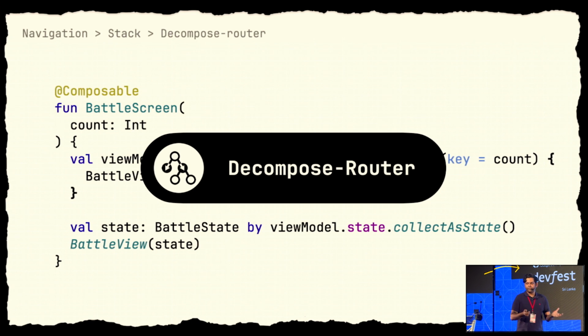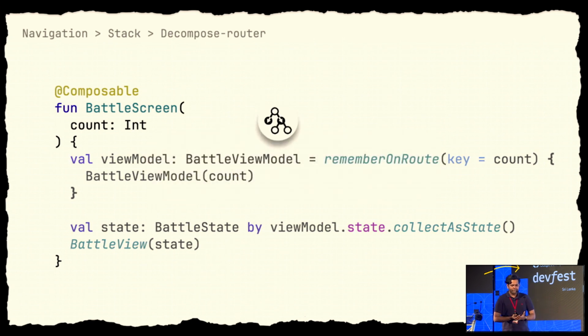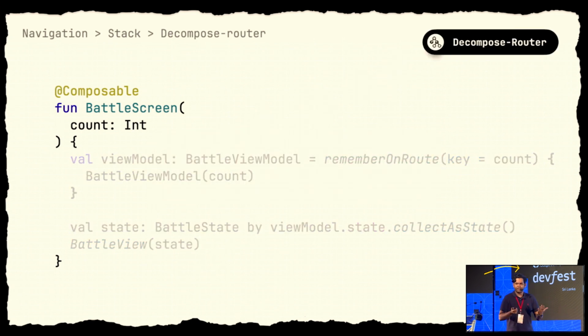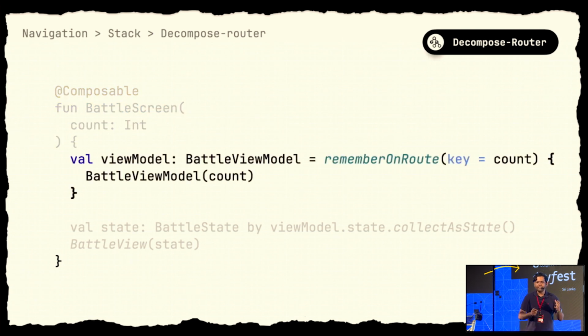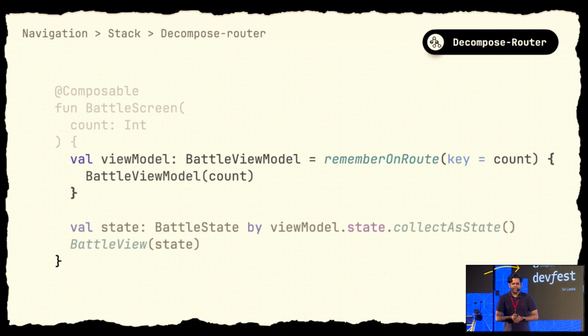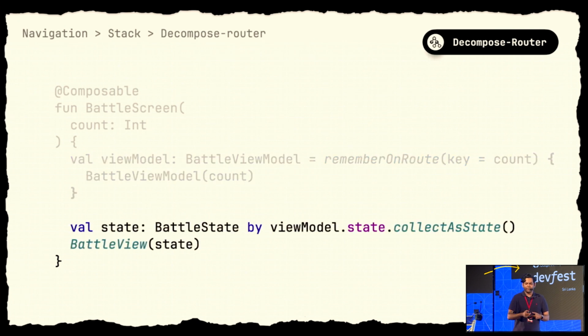Let's see how Decompose Router can solve this problem. So here, I have a battle screen, which takes in a number of counts. And in order to scope that instance, I'm just going to call remember on route. What this function will do is create that view model instance, and keep that instance as long as that screen is in the backstack. And we can consume the states from the view model like that.